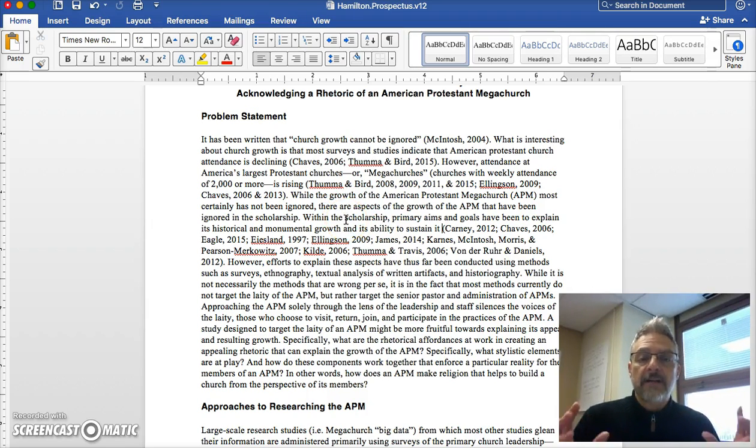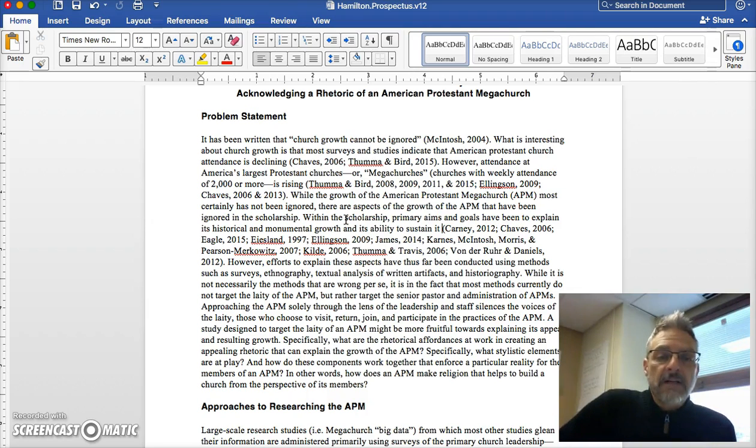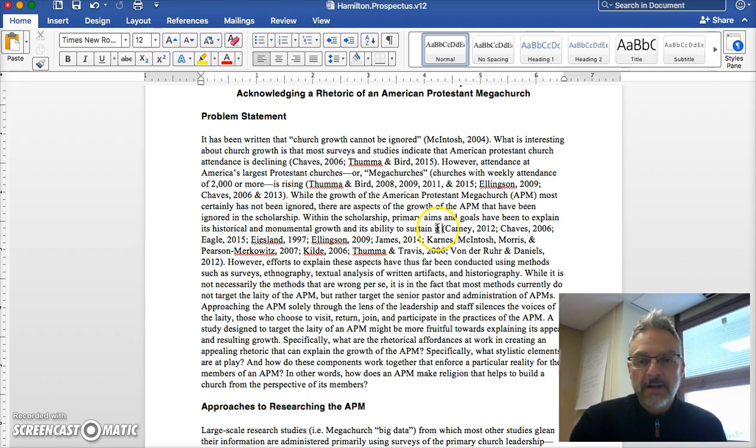So I'm saying, not only here's all the scholarship that I'm talking about that have said that their primary aims and goals, historical monumental growth is the ability to sustain it. So these particular references, in-text citations, right? Again, notice there's no period after the word "it," even though it's not a quote, right? I'm paraphrasing here, right? And here's all the authors, and then at the end here comes my ending punctuation. The period is right there.